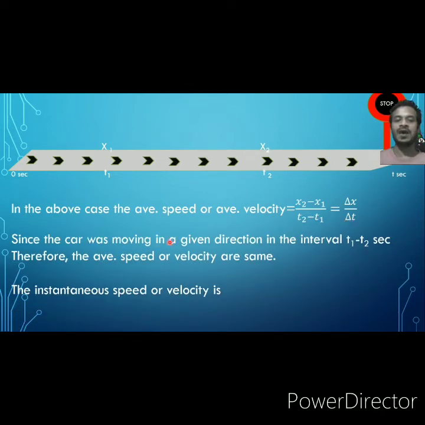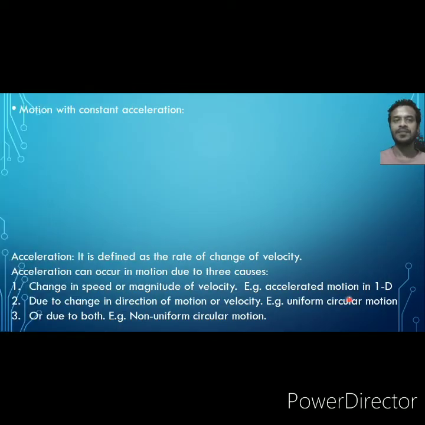Since the car was moving in a given direction in the interval t1 to t2, the average velocity and average speed are the same. And if we want to find the instantaneous velocity, we take the limit, which I have already explained in my second video. And dx by dt is the instantaneous velocity. That means velocity at a particular instant of time. Right. Next comes motion with constant acceleration.